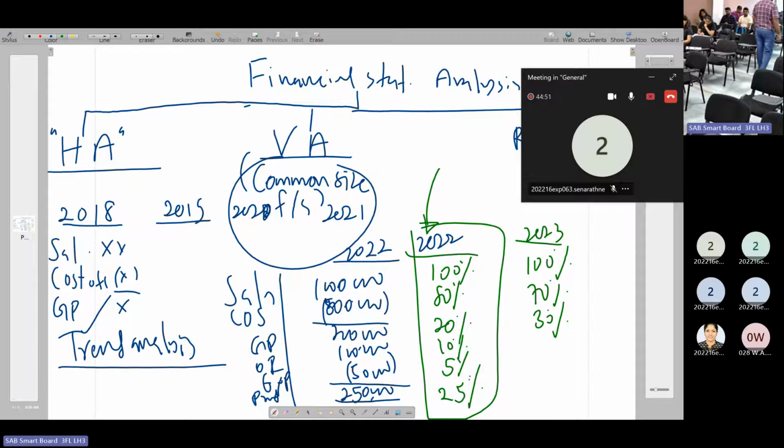What else? Yes, Mohammed. Window dressing, yeah, window dressing. What do you mean by window dressing? Window dressing means manipulating financial statements for the betterment of that particular organization. Changing maybe sales to get more bonus.